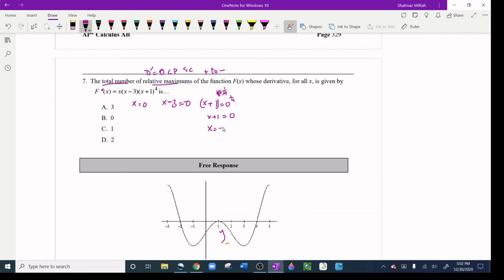So this is x equals negative 1, one critical point. x equals 3, another critical point, and x equals 0. So I'm going to make a sign chart. That's 0, that's negative 1, and that's 3. Plug in f prime of negative 2, plug in f prime of negative half, plug in f prime of 1, plug in f prime of 4. So when I plug in f prime of negative 2 over here, negative 2, this is negative.